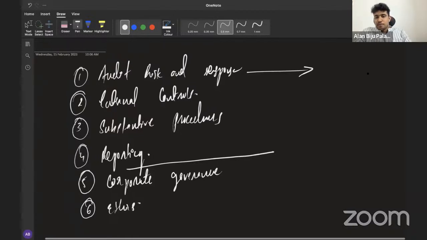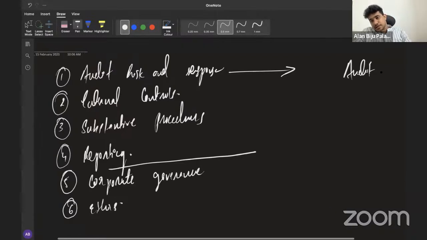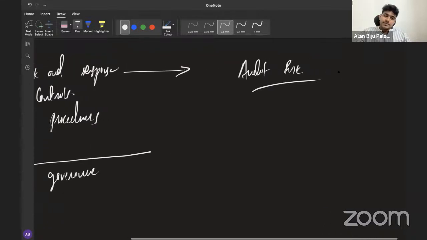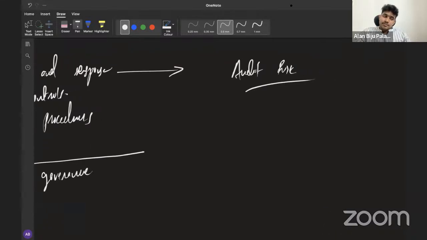So, what do you mean by the area of audit risk? And what do you mean by audit risk? The risk of giving an inappropriate opinion. Exactly. As an auditor, our responsibility is always to express an opinion on the company's financial statements, right? However, there can be chances that we might express an inappropriate opinion when the financial statements are materially misstated. That possibility is known as audit risk.